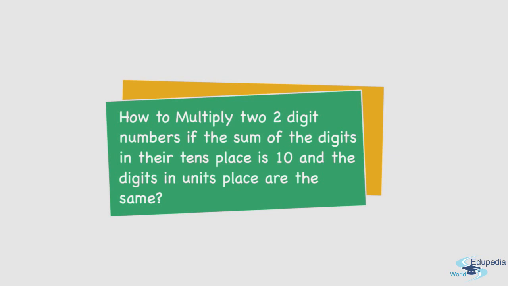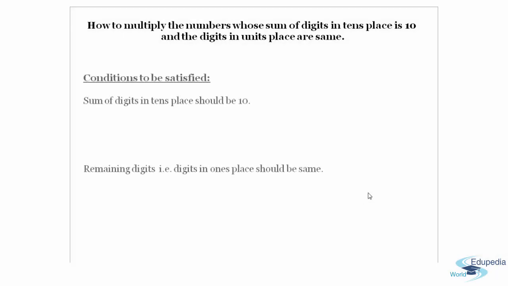Before applying the technique, there are some conditions that have to be satisfied. Let us see what those conditions are. Condition number 1: the digits in the tens place that you are adding should sum to 10. And condition number 2: the digits in the ones or units place should be the same.